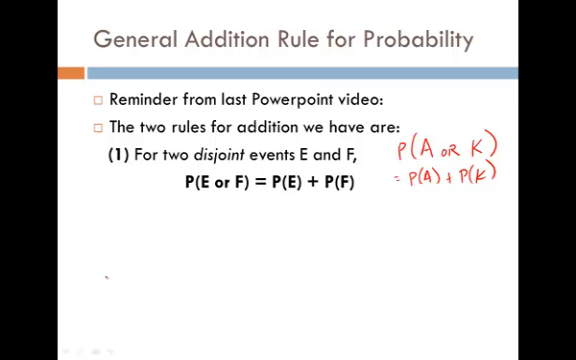How many aces are in the deck of cards? There's 4 aces out of 52. How many kings? There's 4 more kings, for a total of 8 out of 52. So we can just add those together.